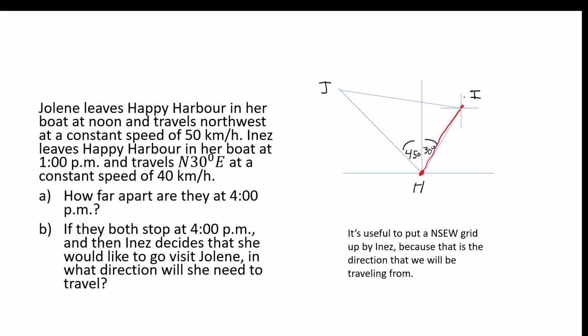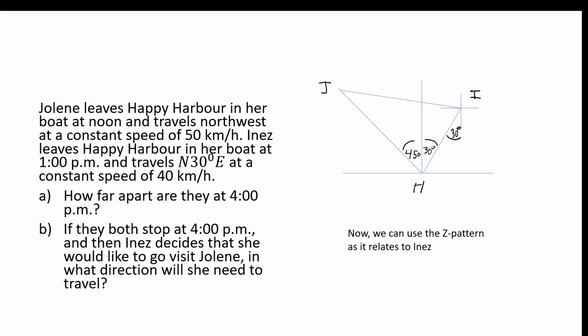Now, at that point right there, let's draw a new north, south, east, west grid. Okay, so we draw that right here. That's going to actually be really important. Whenever you want to know what direction to leave from a certain person or place in a situation like this, we are often going to draw a new north, south, east, west grid right there. Okay? Now, we're going to use the Z pattern as it relates to Inez.